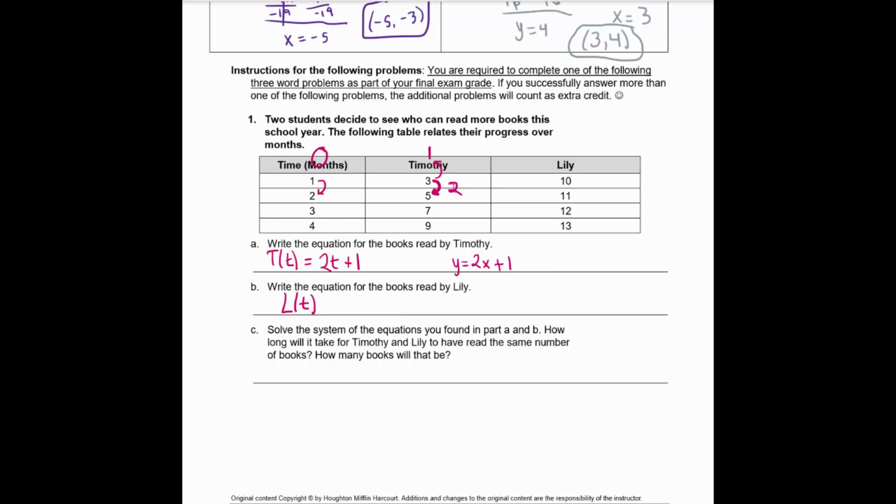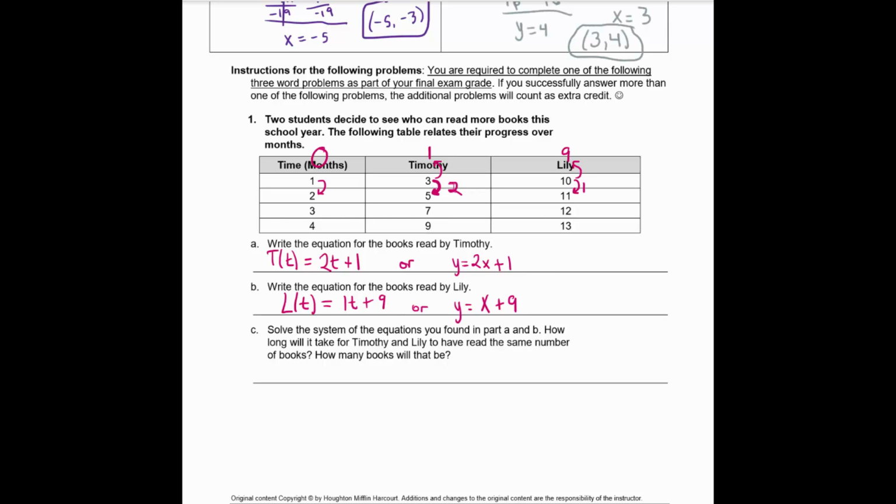It doesn't matter to me which way you want to write this, but if I'm doing a similar thing to T of t being Timothy over time, then L of t is Lily over time. So she's going up by 1, and if I go backwards, that means that she started at 9. So she has quite the lead. So 1t plus 9, or just t plus 9. Or if you want to be boring and use x and y, you'd get this.